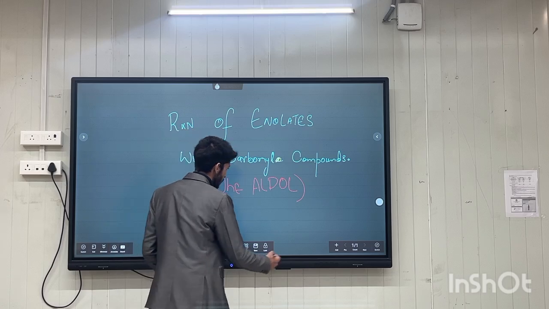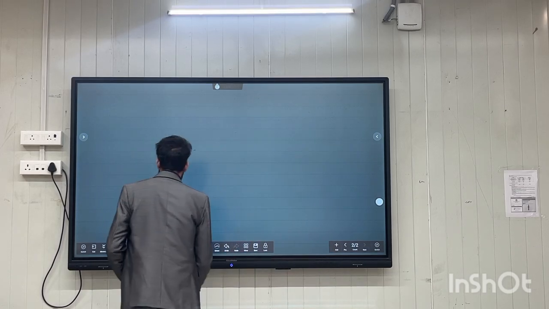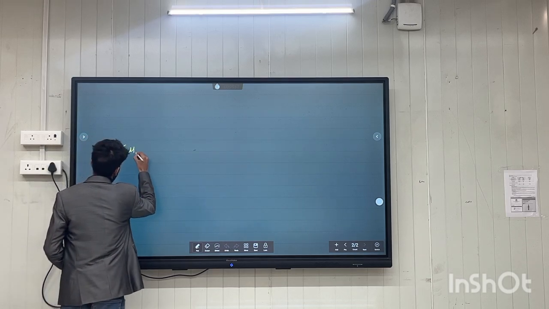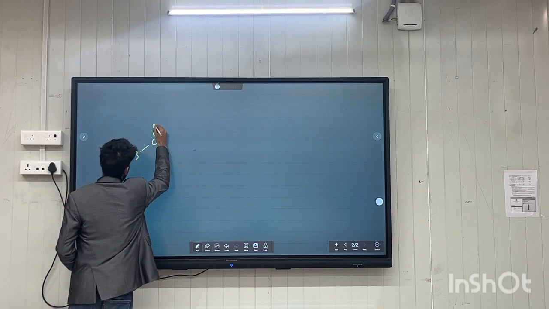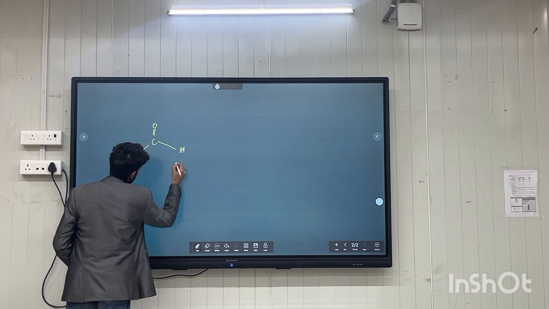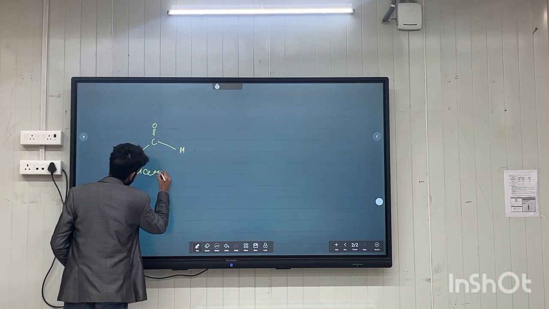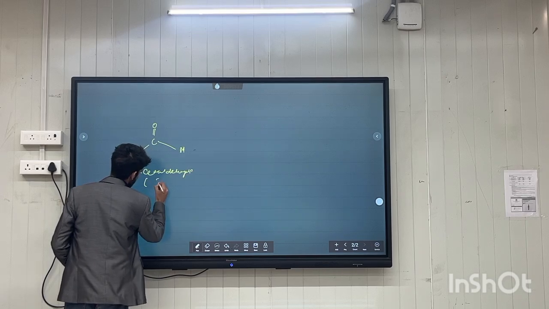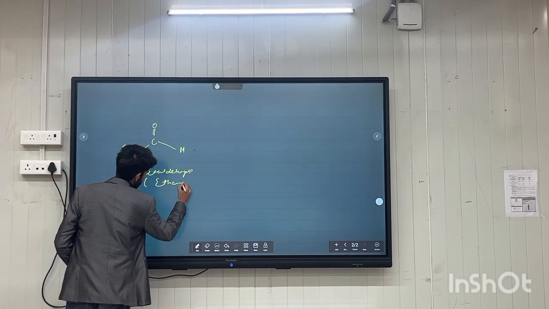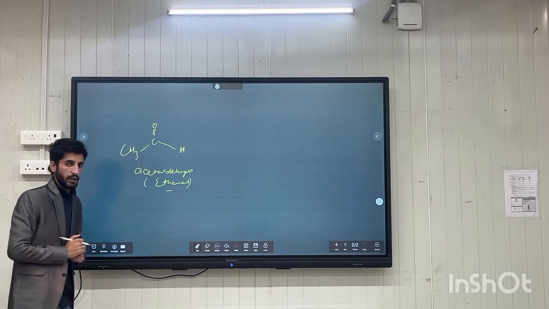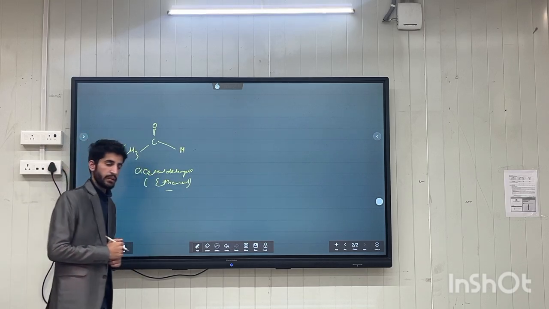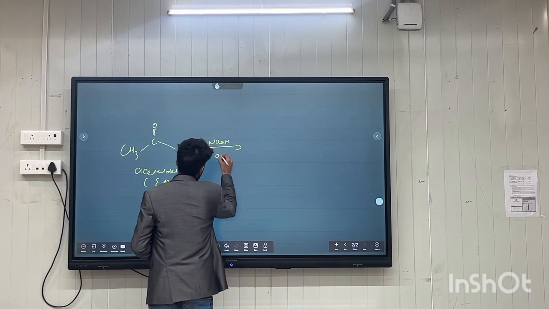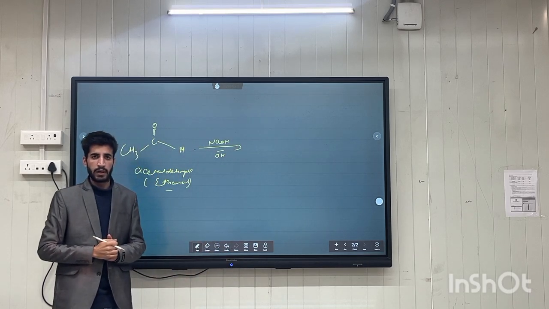Okay, let me add the page. So let's take a simple example of acetaldehyde, CH3, single bond, C double bond O, with H. So this is the acetaldehyde, IUPAC name ethanal. Now, I am treating this compound with the base NaOH, which of course will give the hydroxide ion which will react.